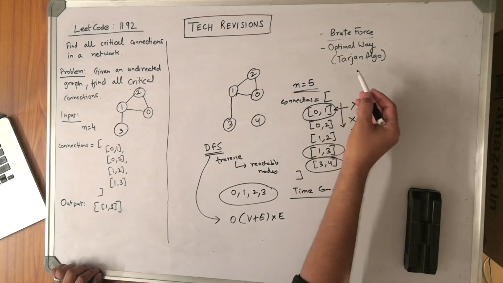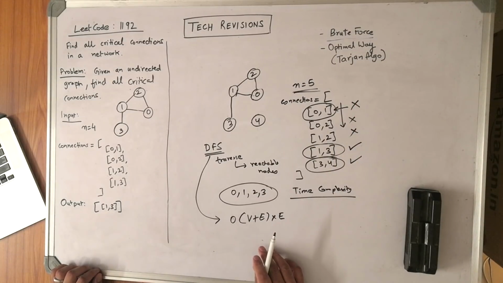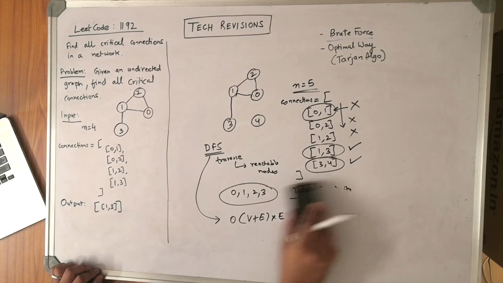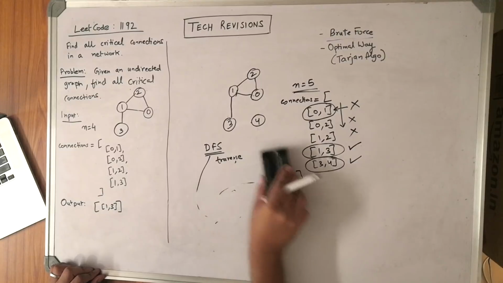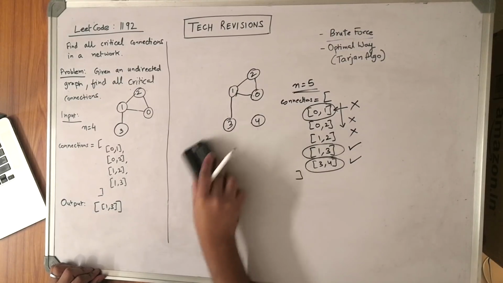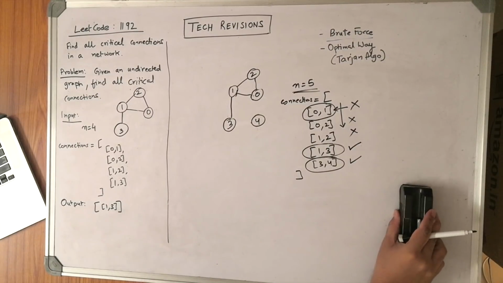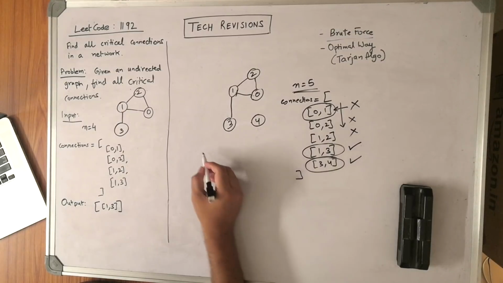Now, the optimal way of solving this problem is going to be an order n solution, basically. So let's look at how we are going to achieve an order n solution. To be able to solve this problem in order n, we use something called Tarjan's algorithm.